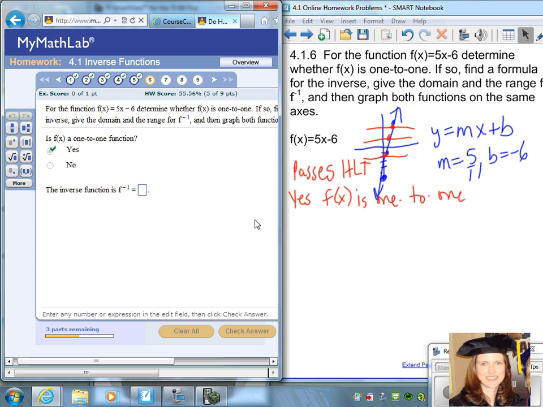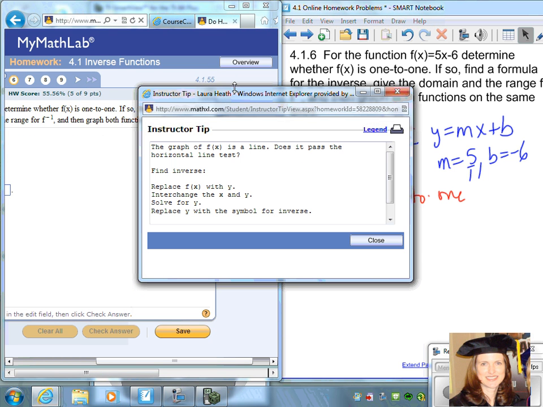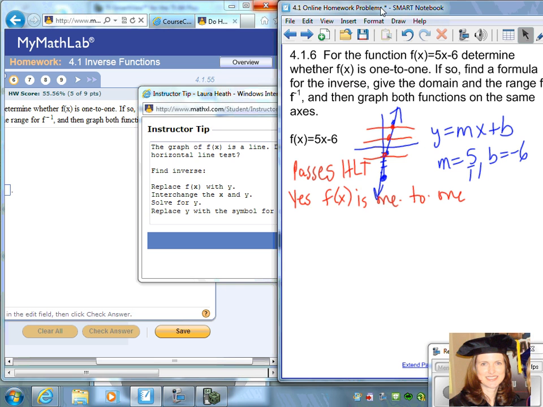The second part is to find the inverse of the function. Once you know that a function is 1 to 1, you can go through the steps to find the inverse. Now remember those 4 steps for finding the inverse. The first step is to replace the f of x with a y. Using this equation here, I'm going to replace f of x with y equals 5x minus 6.